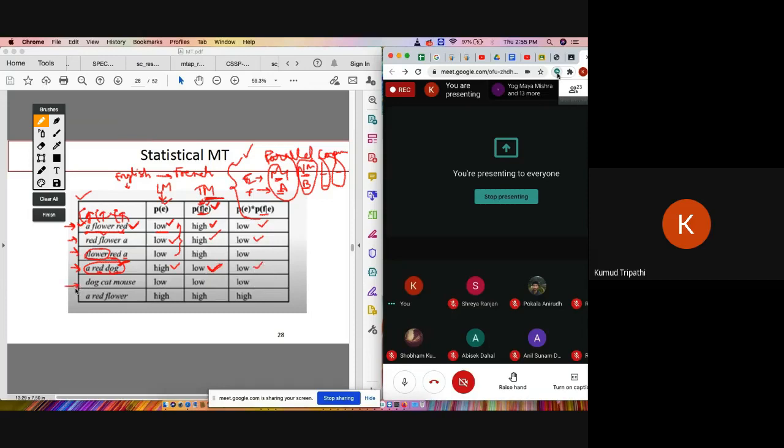Similarly, for the next one, and finally, the last sentence is going to give you the correct result: a red flower. So the probability given by the language model is high, and the probability given by the translation model is high. So finally, the probability of generation of the actual English sentence is high.